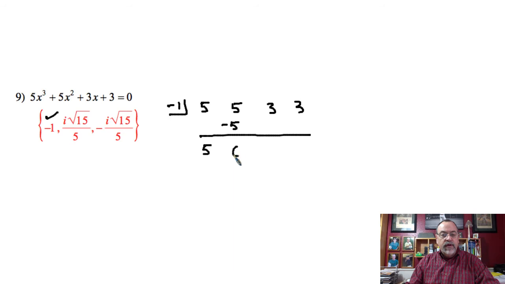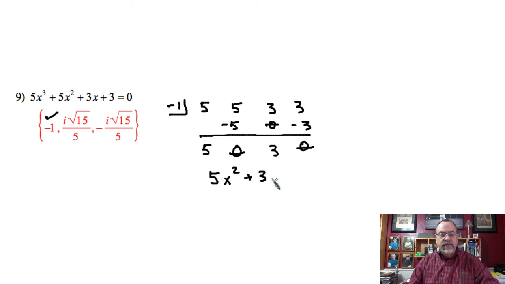So I'm going to multiply and add. I'm going to multiply and add. I'm going to multiply and add. I have a remainder of 0, which I expect. I then put the variables back in. So this is 5x squared plus 3.